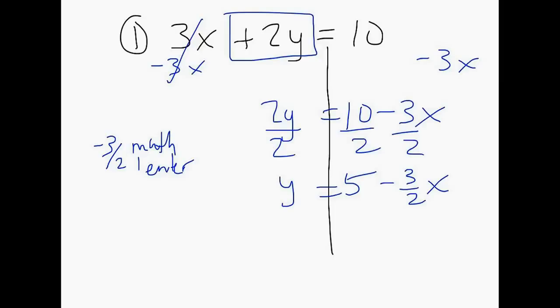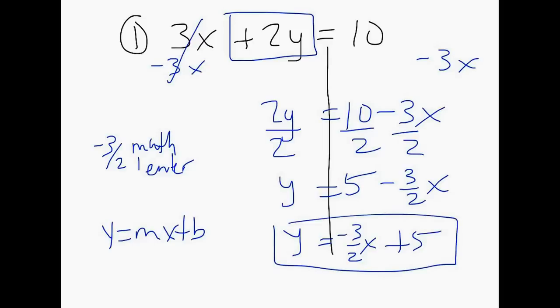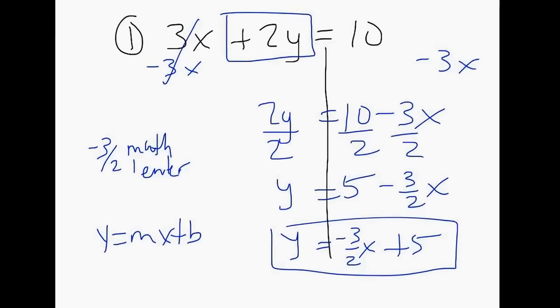Now this isn't quite mx plus b form. We need to move that negative 3 over 2x to the front, and that's a positive 5, so we move it to the back. And there's your answer. Okay, let's try another.